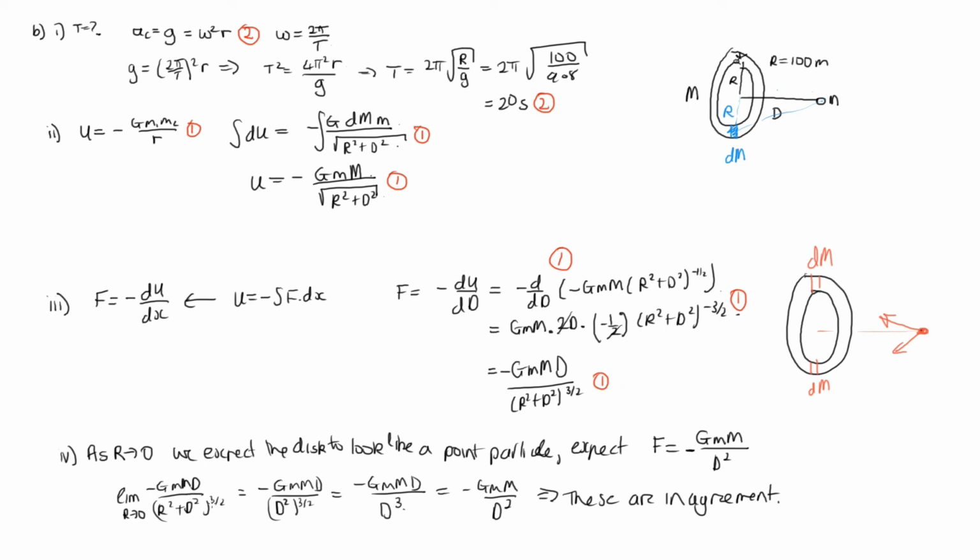Now with part 4, there's 1 mark for substituting r equals 0 into this limit here, or I didn't explicitly substitute it in. I realized that it was very minuscule compared to d squared, so I could just leave it off. However you've done that, 1 mark. And then 1 mark for comparing it to Newton's law of gravitation, this equation here. And so in total, this question is out of 12 marks.